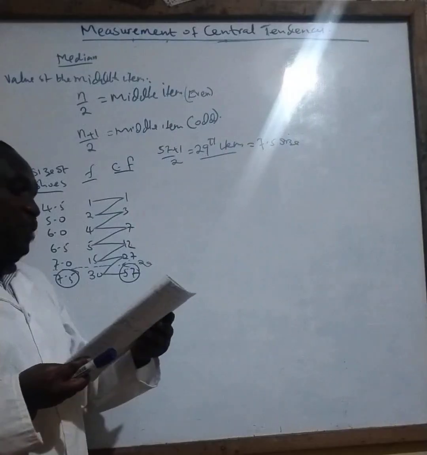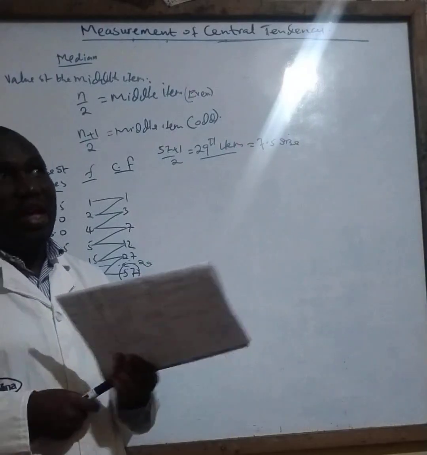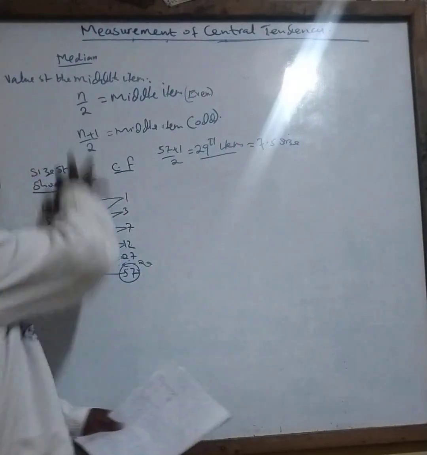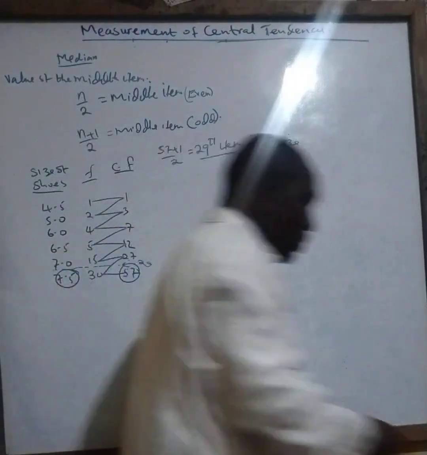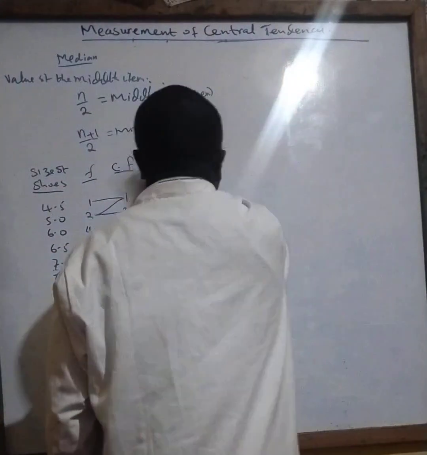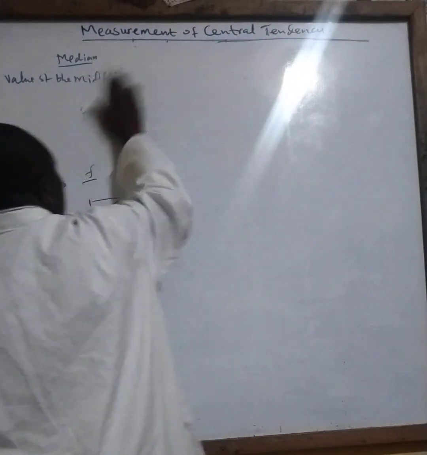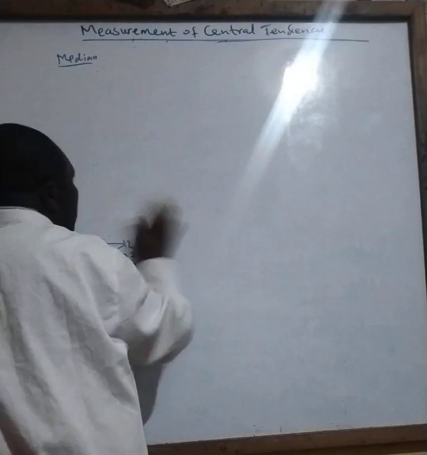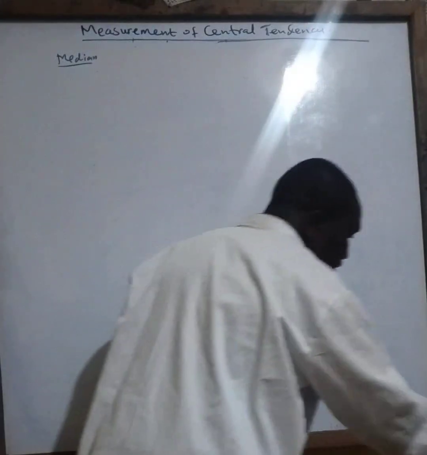But what will happen if you have been given a class? That is to say, it is not like this, but you have been given a class, like the one you have just done for the mean. What do you do, class? Your work is very simple.